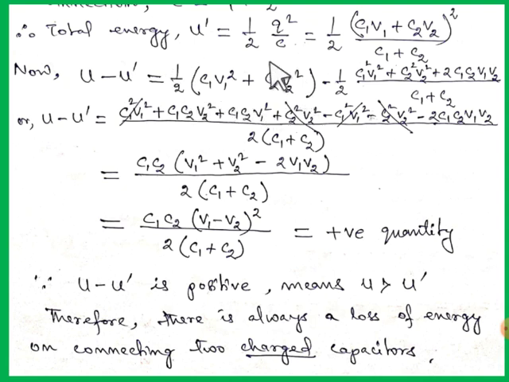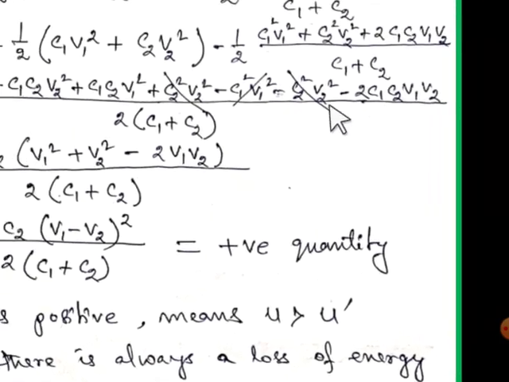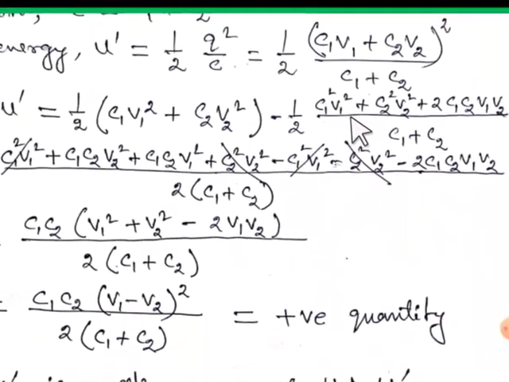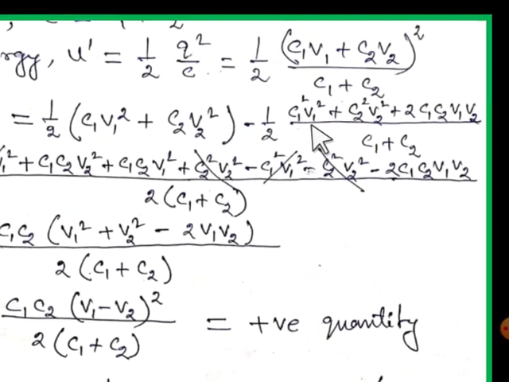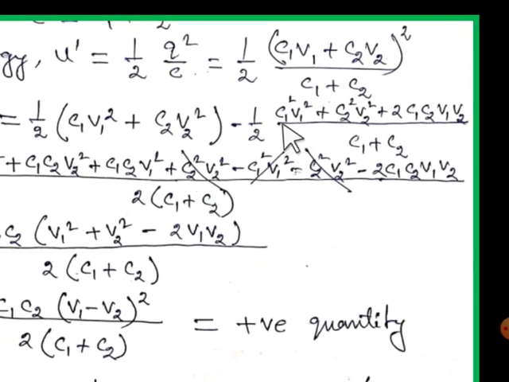Before connection, that is this one; after connection, that is this one. If you open the bracket, then what happens? You will get half C1 V1 square plus C2 V2 square. This is the actual expression. If you open the bracket in the form of (a plus b) whole square, then it will be a square plus b square plus twice ab, right?